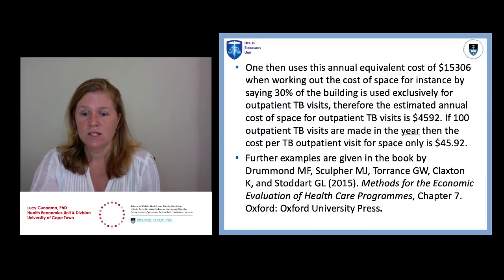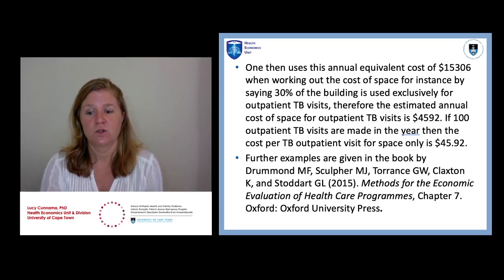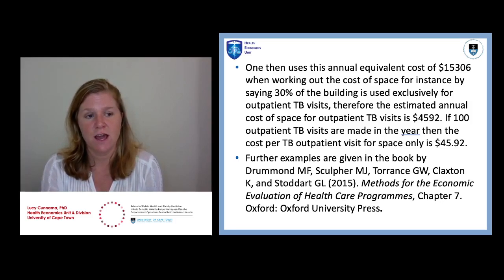One can then use this annual equivalent cost of $15,306 when we're working out the cost of space. So for instance, if the building space is used for HIV care and it's the full building space that's used, then the space cost $15,306 for HIV care for that year. And in that way we can combine it meaningfully with the other recurrent items that we're going to have.